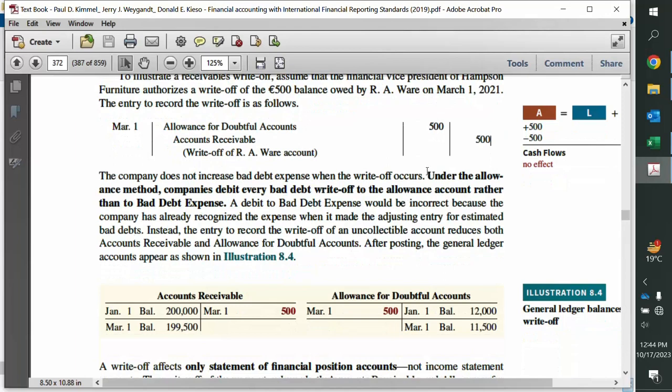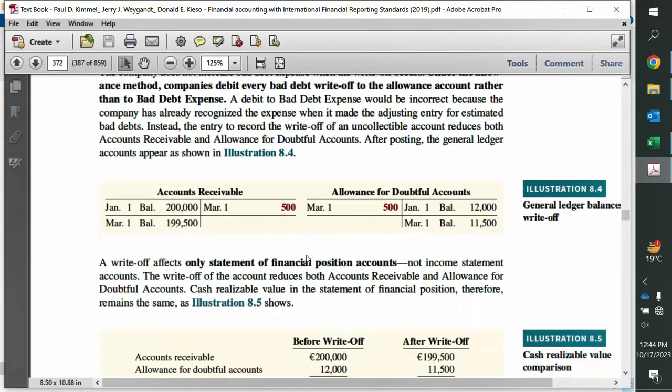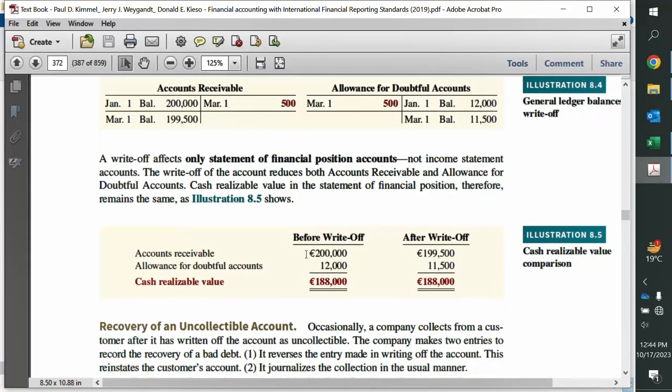So this is something important. We do not debit the bad debt expense again. Rather, we debit the allowance for bad debts account whenever we actually write off a receivable. So now you see, before the write-off, my receivables were 200,000, my allowance was 12,000, so my cash realizable value, net book value, carrying value of account receivable was 188,000.